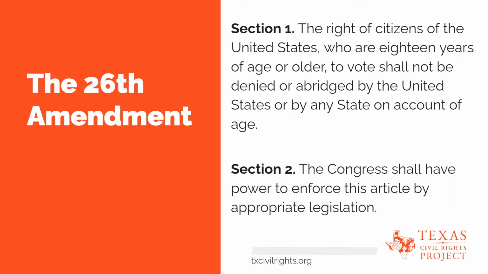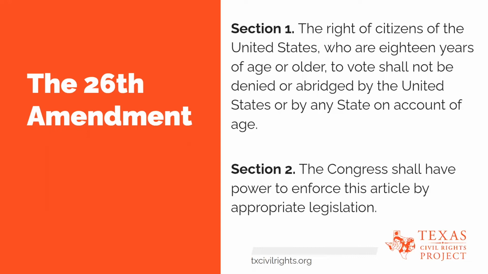It's very short. Section one says the right of citizens of the United States who are 18 years of age or older to vote shall not be denied or abridged by the United States or by any state on account of age. And then section two, the Congress shall have power to enforce this article by appropriate legislation.